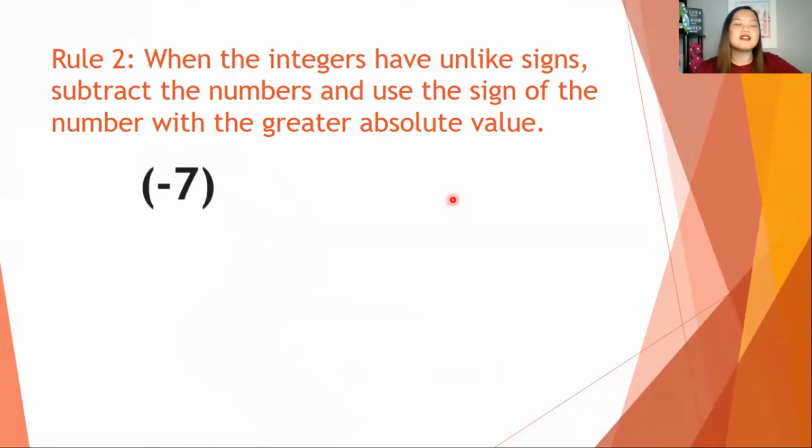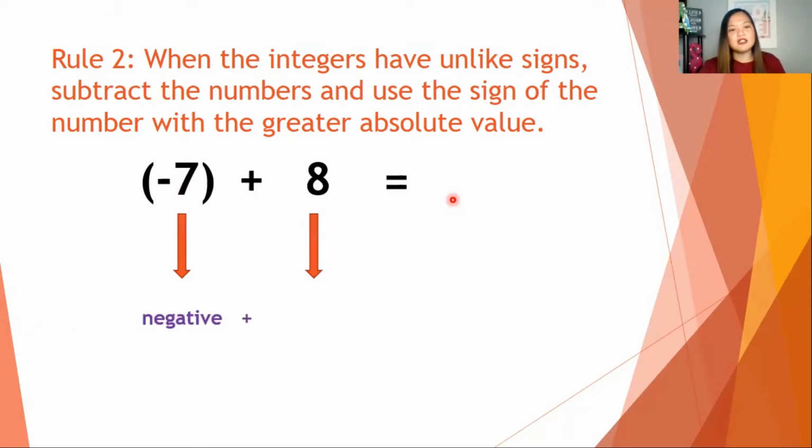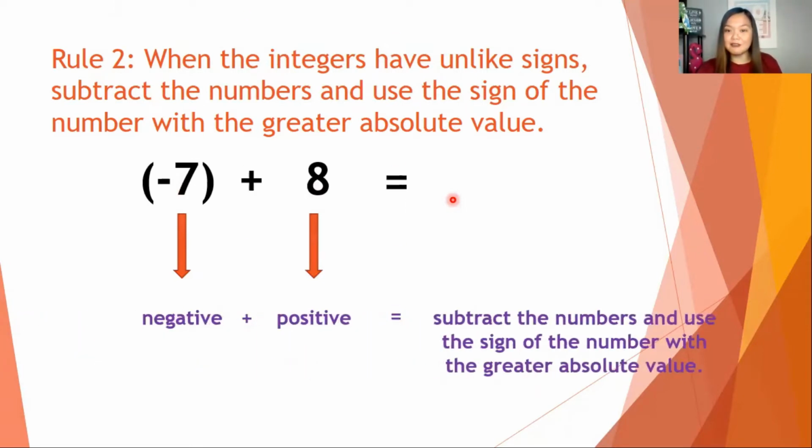Next, example number 4. Have negative 7 plus positive 8. Negative plus positive, again. Subtract the numbers and use the sign of the number with the greater absolute value. So the absolute value of 7 is 7. The absolute value of 8 is 8. So 8 is greater than 7. Then 8 minus 7, you have 1. And then copy the sign of the greater absolute value, which is 8. It is positive, so positive 1.